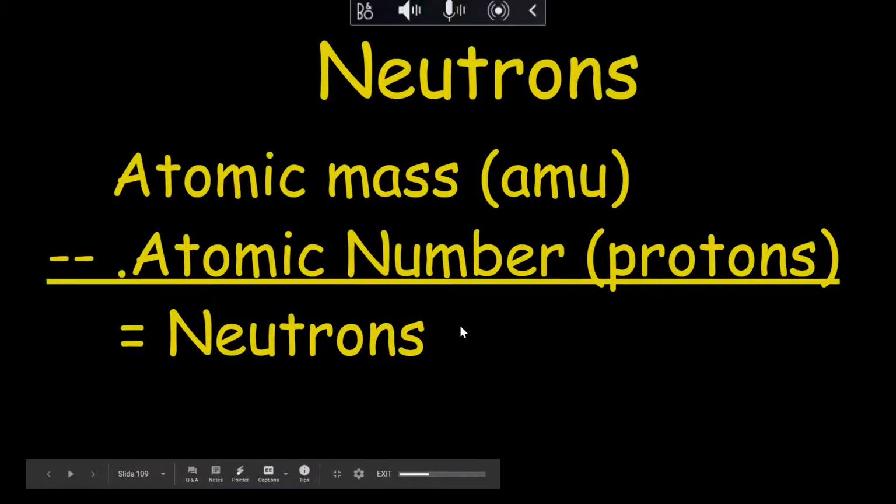Okay, so when it has a weird number of neutrons, it shows up in the mass. Okay, so let's kind of skip through all of this stuff. Okay, so the mass is the protons plus the neutrons. Okay, remember it's an average mass because sometimes you have more neutrons, sometimes you have less neutrons.